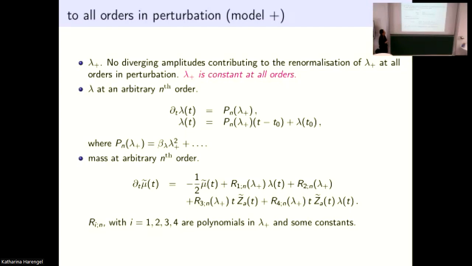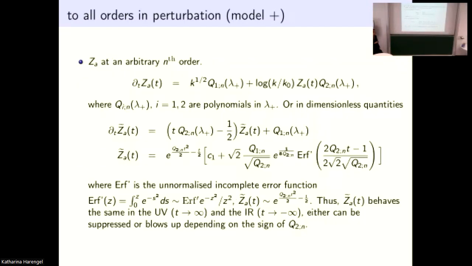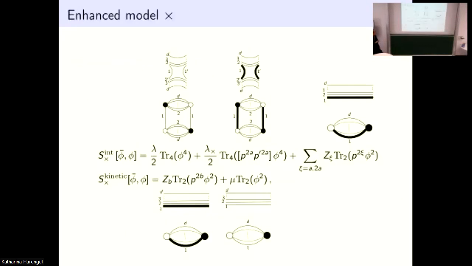And then also for the mass, all these R's are polynomials in lambda plus, and they should take this kind of form. We don't know what these polynomials look like yet. And Z is the same way. Indeed, especially for Z, how it behaves in the UV and IR depends on the signs of this polynomial Q. So that's left for future work, possibly.